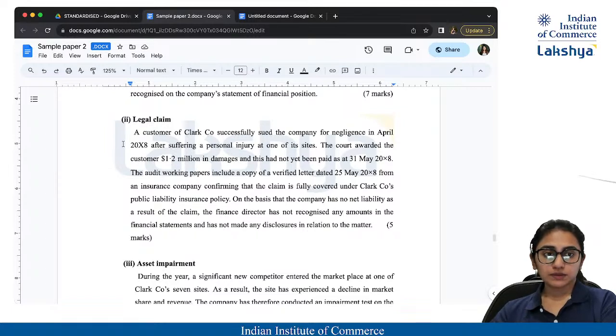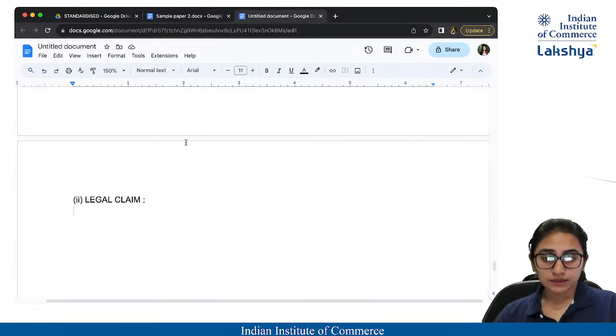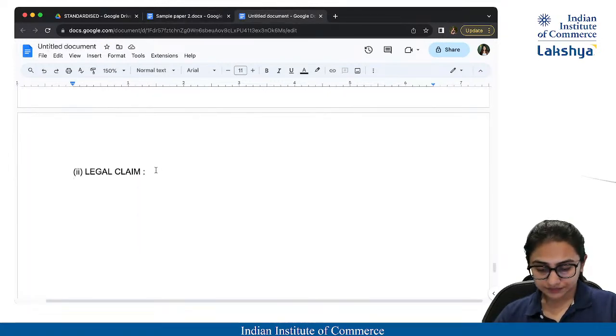The audit working papers include a copy of a verified letter dated 25 May 2018 from an insurance company confirming that the claim is fully covered under Clark Company's public liability insurance policy. On the basis that the company has no net liability as a result of the claim, the finance director has not recognized any amount in the financial statements and has not made any disclosures. Regarding this, what will you say?